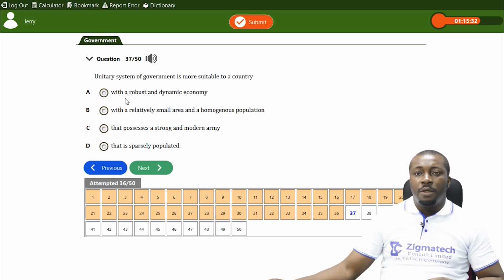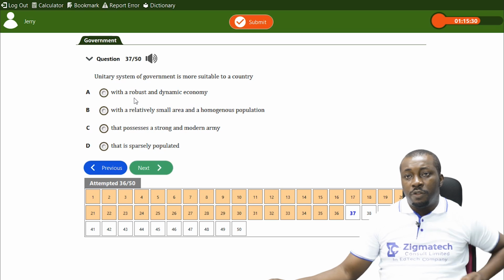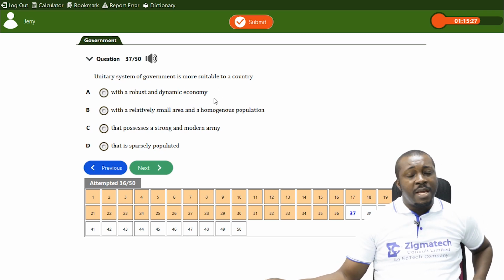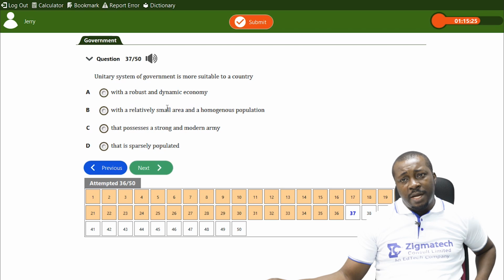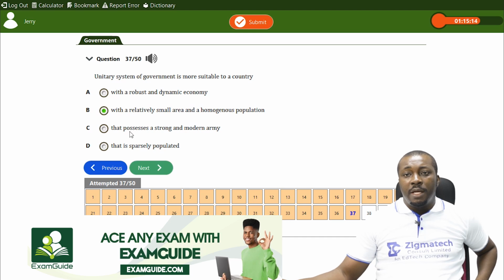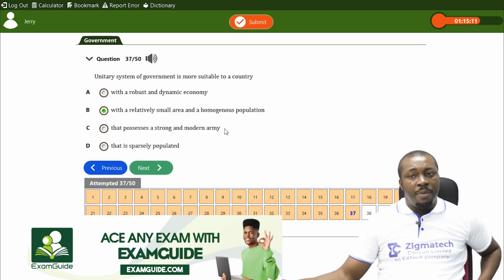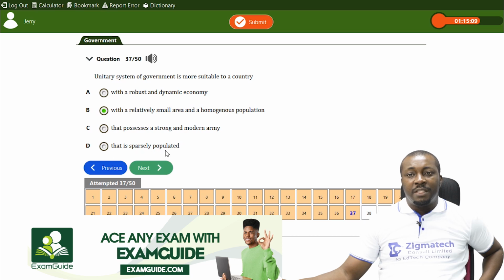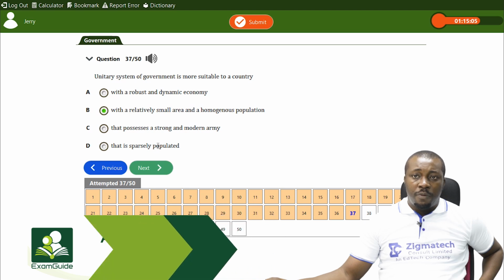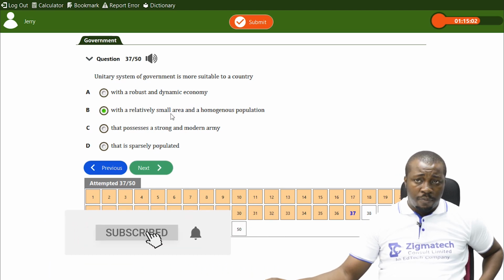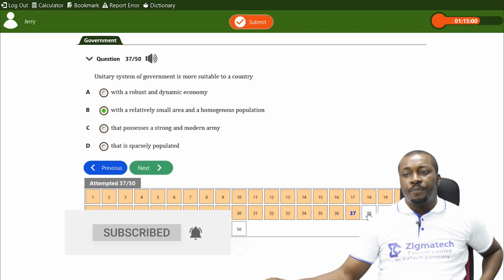So option A says, a country with a robust and dynamic economy, which is not the peculiar thing that will make a country adopt a unitary system. B, with relatively small area and homogeneous population. B is the answer from what I have explained. C, that possesses a strong and modern army, no. D, that is sparsely populated. Okay, sparsely, small population, but this one says homogeneous population. So B is the answer.